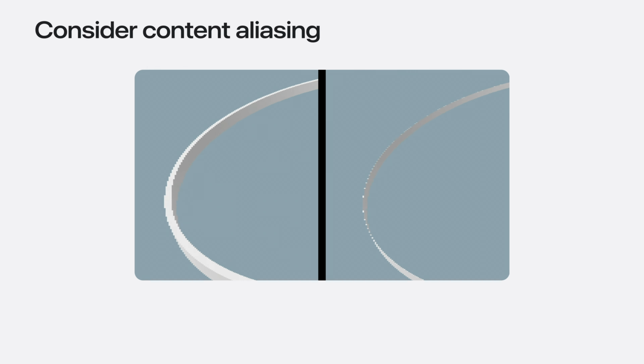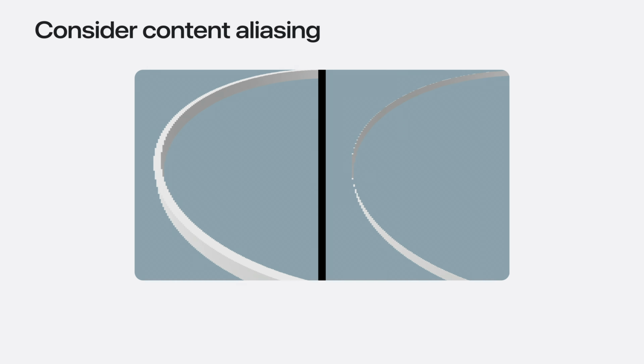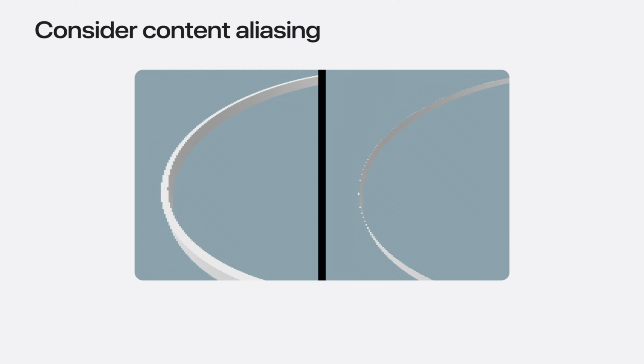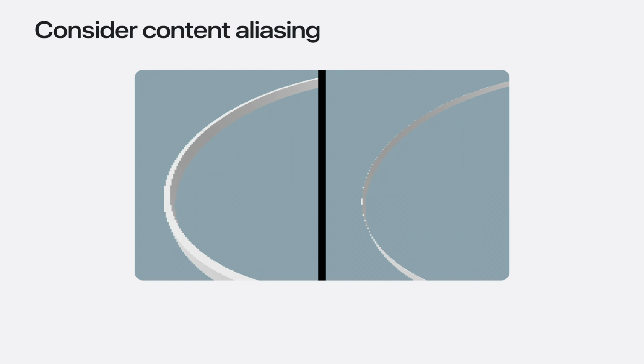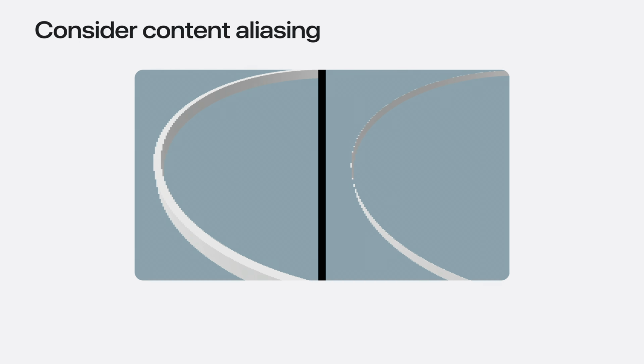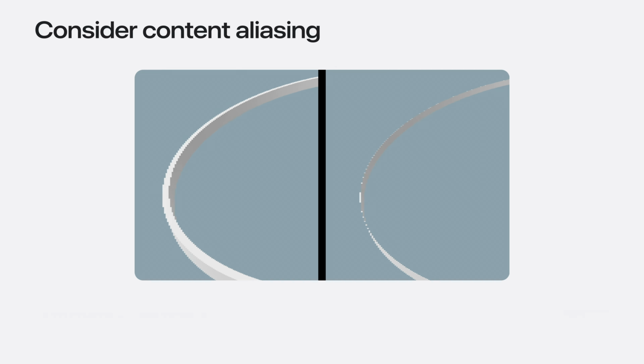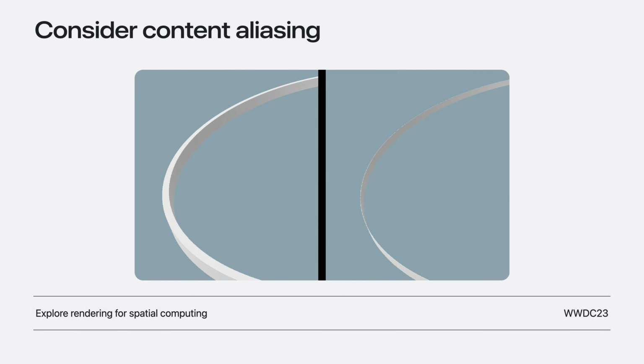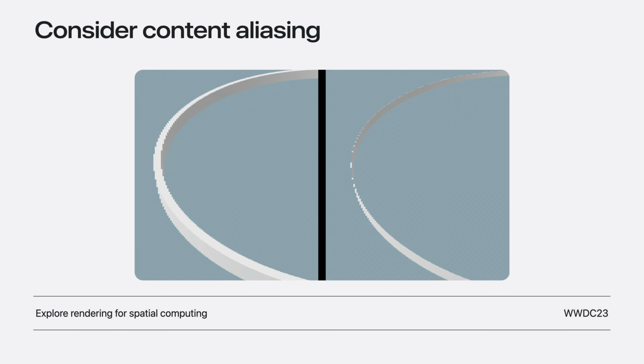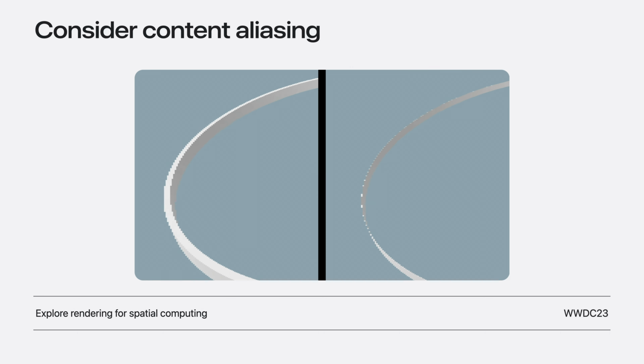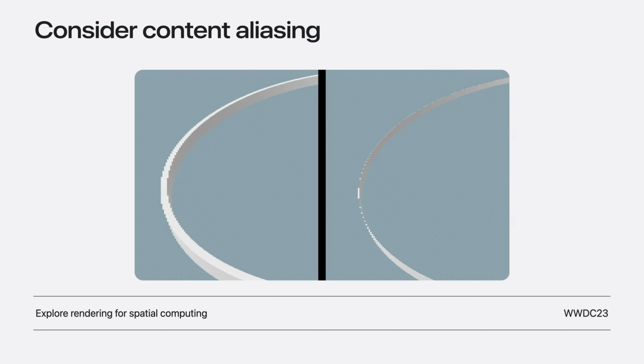To address this issue, we can increase the thickness of the geometry and remove the thin, high-contrast edge. Notice that the shimmering artifacts are mitigated on the left. To learn more about spatial content aliasing, I recommend the talk Explore Rendering for Spatial Computing from WWDC 23.